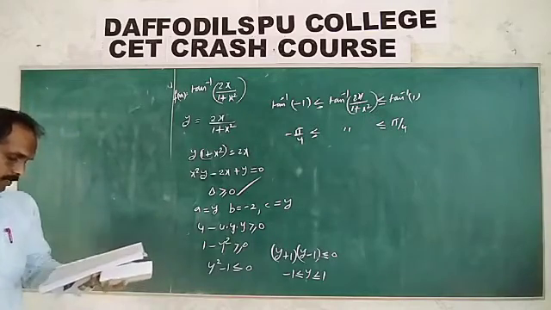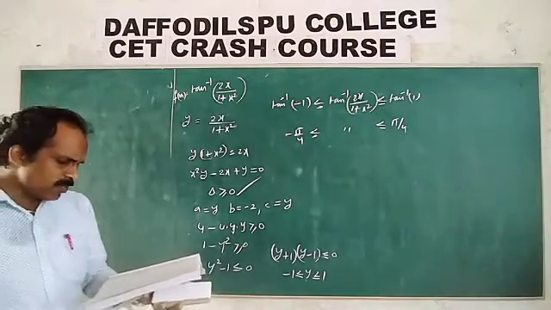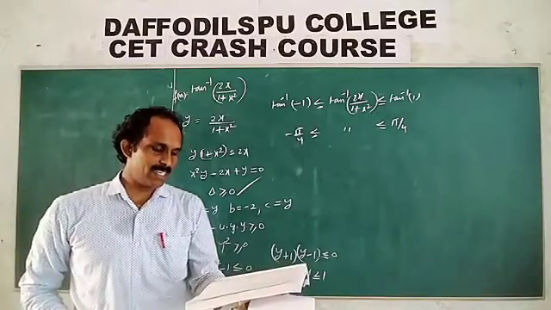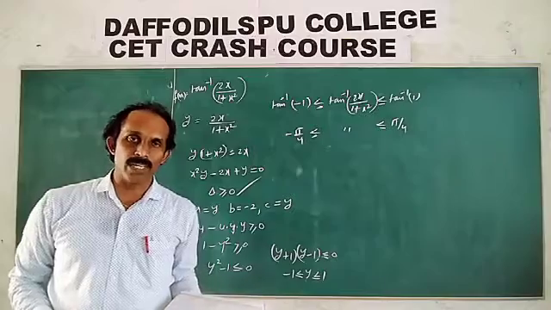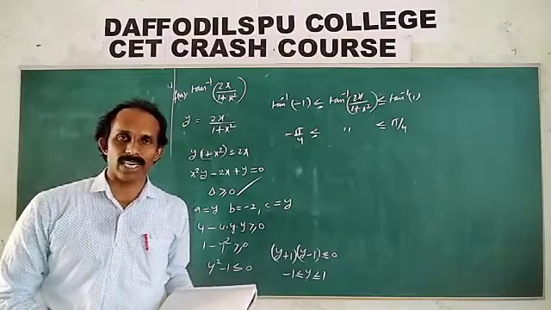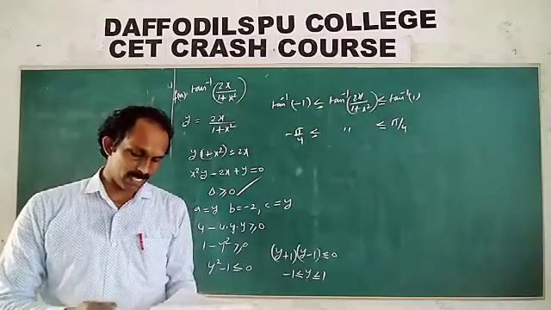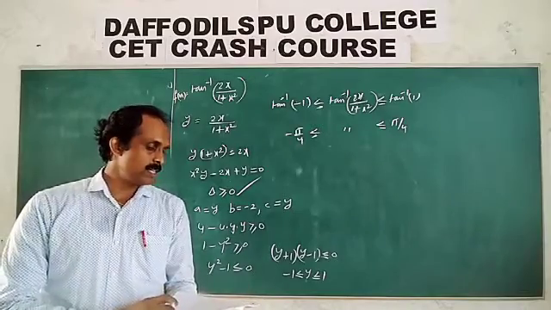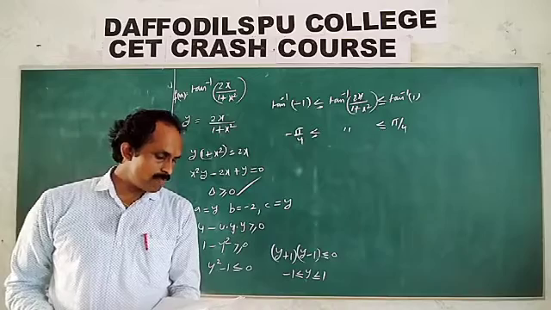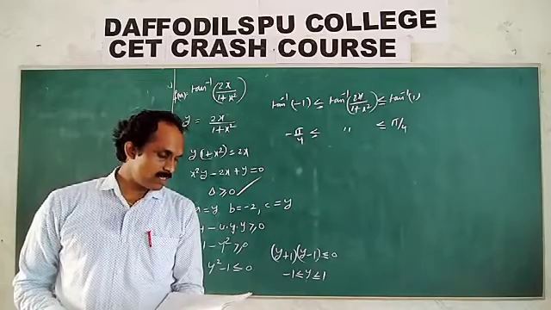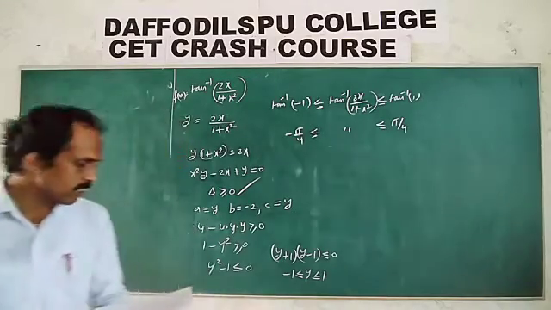Right. Next, if sine inverse 1 by 2 is equal to theta, they ask the theta value. At what value is sine 1 by 2? 1 by 2 in terms of sine is 30 degrees. 30 degrees means pi by 6. Direct option, third option. Next, the domain of the inverse trigonometric function sine inverse is given.